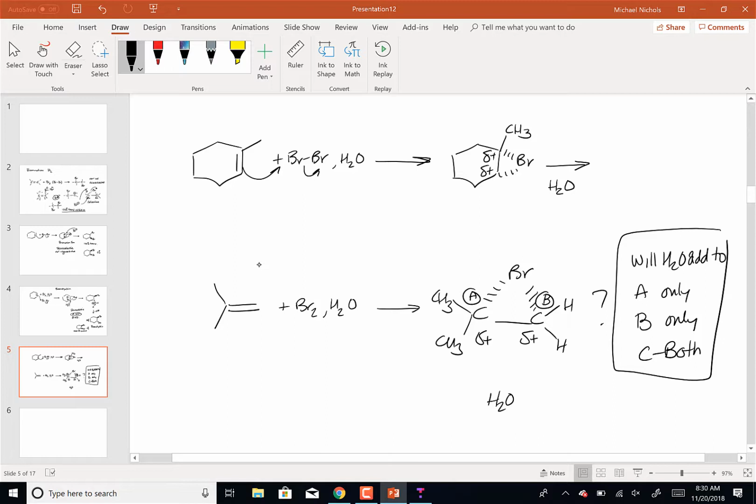So let's start with the most popular answer, B. If you answered B, why did you answer B? Ashton? It's less sterically hindered. Okay, it's less sterically hindered. Right. Sounds like a reasonable answer to me, that the water would add to B because it's less sterically hindered. If you said A, why did you say A? There's no right or wrong answer here. Well, there is, but you don't know it yet, so there is no right or wrong answer.